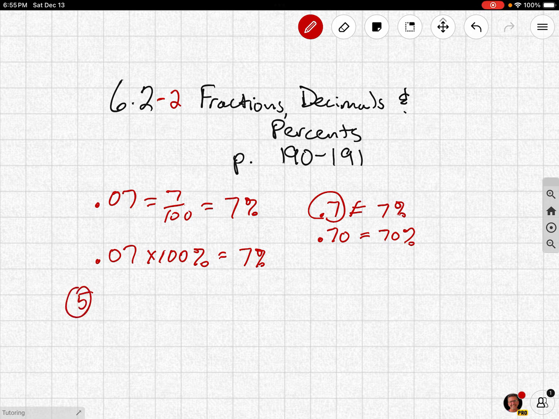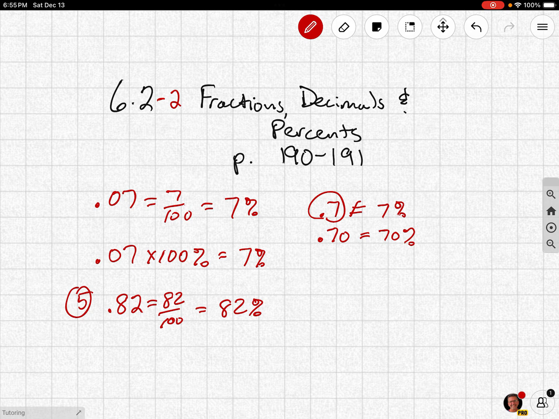All right, number 5 says express 0.82 or 82/100ths as a percent. Easy cheesy. That's 82/100ths, which is equal to 82%. Woo! Hope you can handle that. Okay. Do 6, 7, and 8, and then come back and see if you got them right.